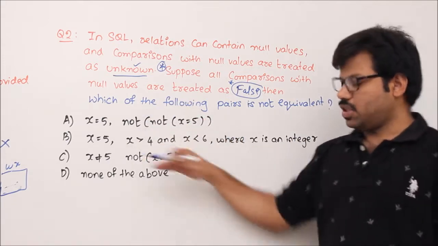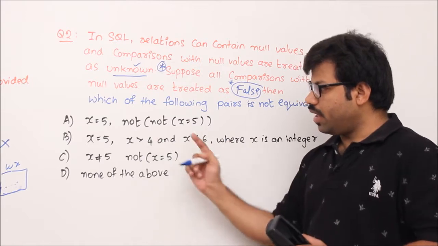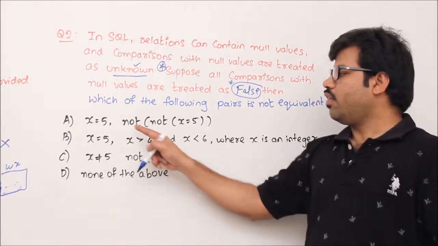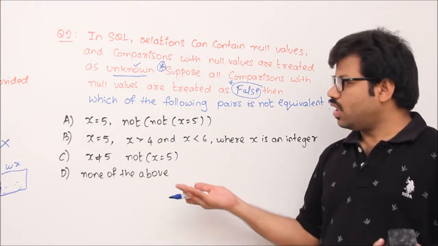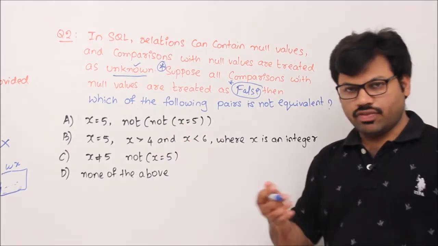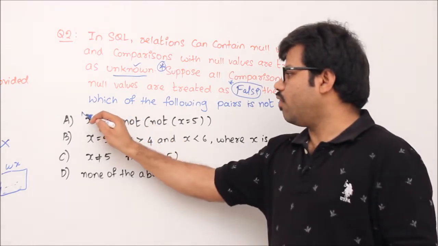Now let's see the options. So here there are pairs. Which of the following pairs is not equivalent? One by one we'll see. See, x equal to 5, and not of x equal to 5. If there is no null value, then both are the same. So for our simple logic, it is correct. Only we have to check in the presence of null values.